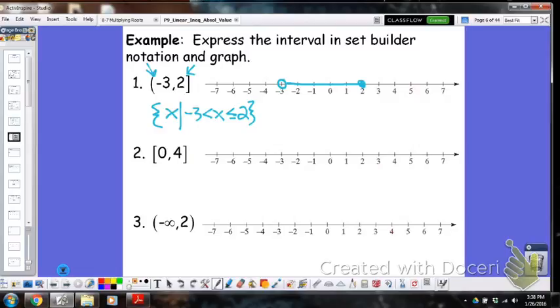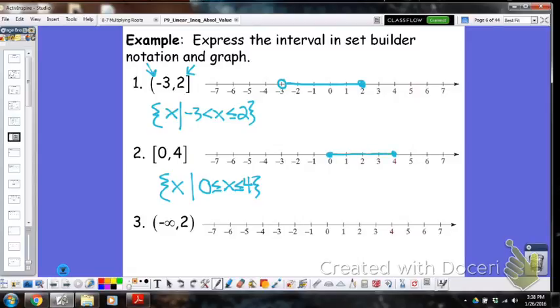The next one is 0 and 4, including both. So my set builder notation will be used with x, for which 0 is less than or equal to x, which is less than or equal to 4. So I know I have points at 0 and 4, and because they're both brackets, they will be closed points, and I will have everything in between.